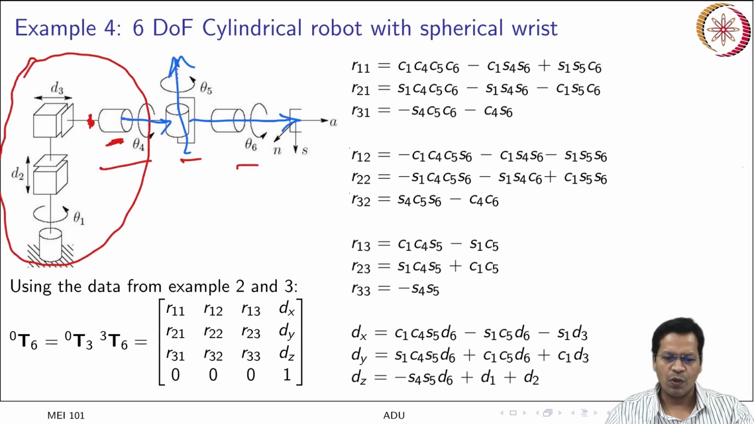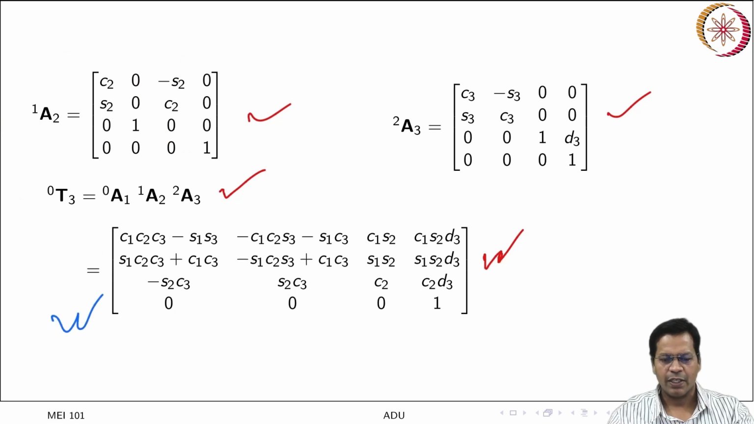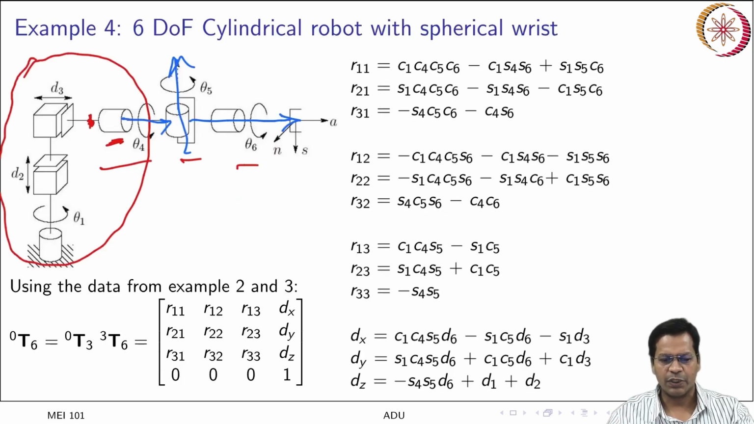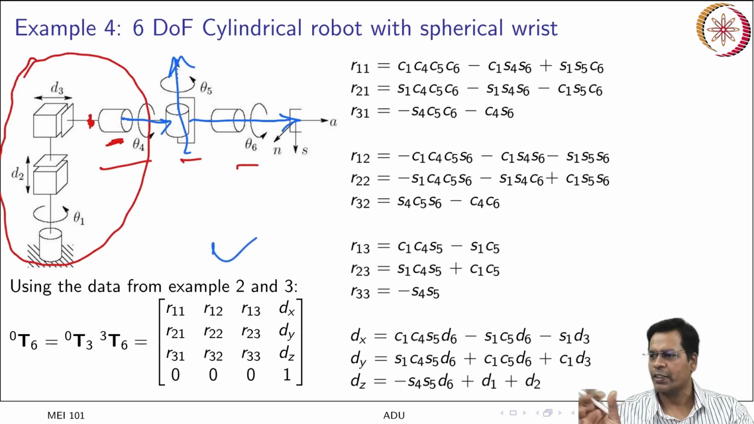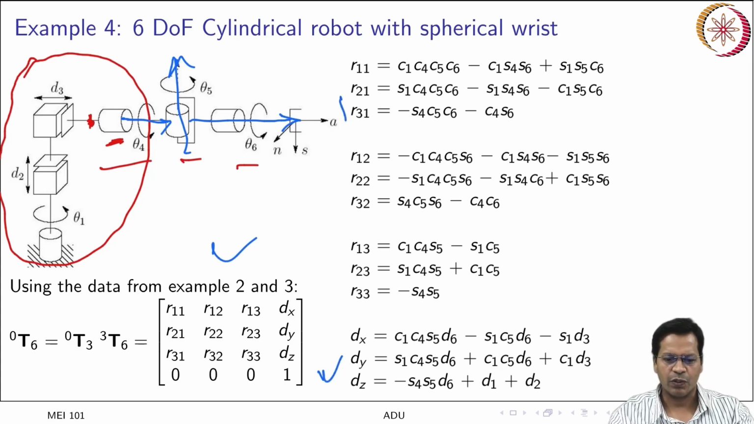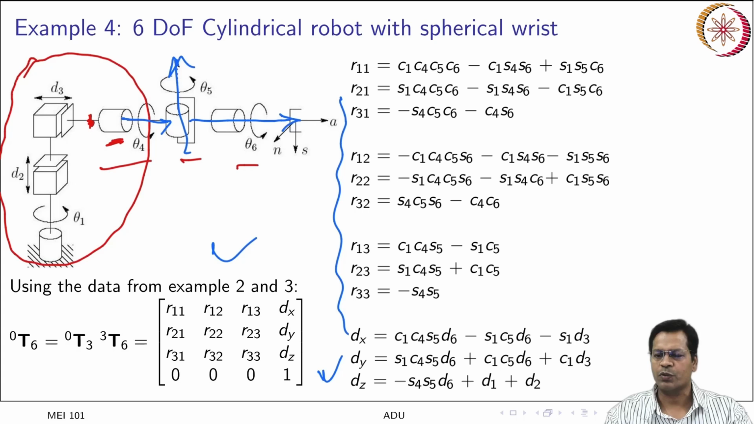Got it? So the spherical wrist kinematic transformation matrix that you obtained in the previous slide, and the forward kinematic transformation matrix that you obtained for the cylindrical robot earlier in example 2, you can take the product of both of them. So effectively you will get this. Finally you will get this, and this is your result. You can work this out using any symbolic mathematics computation tool, and you can arrive at this result.